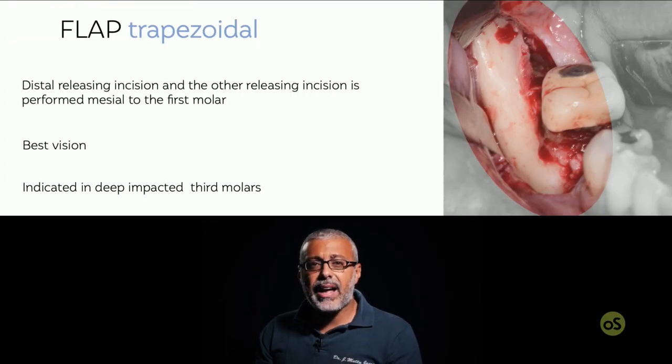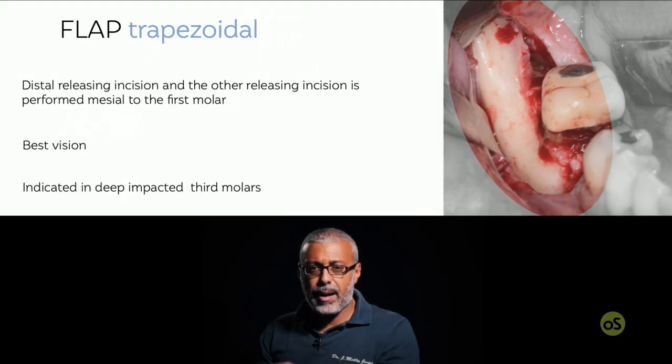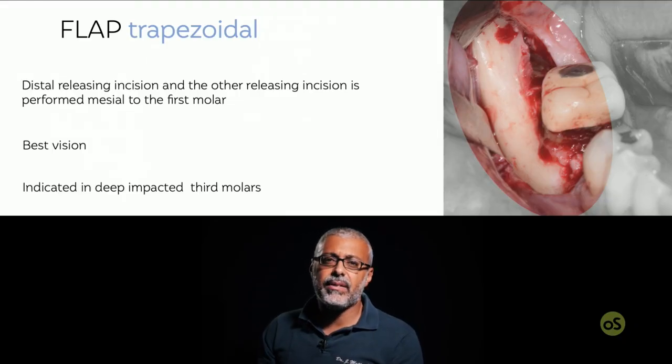The trapezoidal flap will give us an even better vision of the bone because it involves two releasing incisions, a distal releasing incision distal to the wisdom tooth that we have to extract, and a mesial releasing incision that will give us a trapezoidal flap, and this obviously will give us a better intraoperative vision.